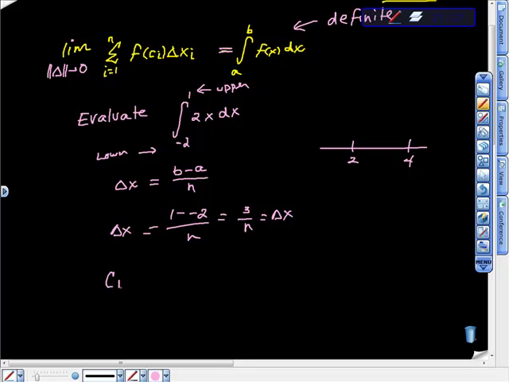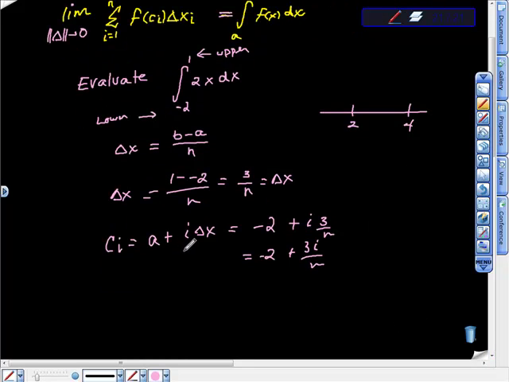c sub i, our endpoint, is going to be a plus i change in x. And for us, that's going to equal, well, our a value, our lowest value, is just taking it here, saying, what is this value? Well, this is a, so -2, right? Plus, oh, this is i, not 2. This is i. So i times change of x is 3 over n, so c sub i is equal to -2 plus 3i over n, right?